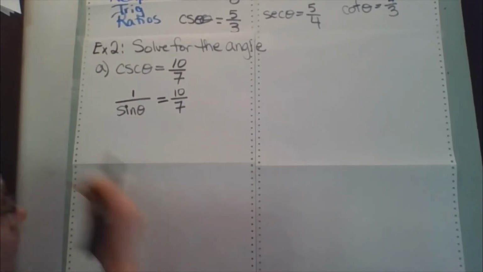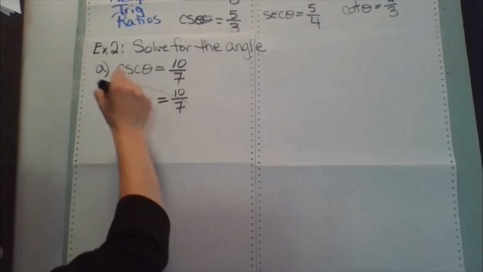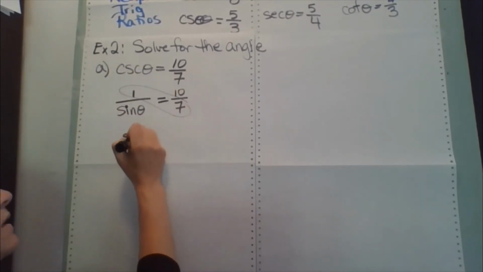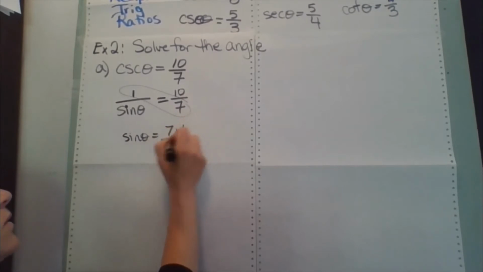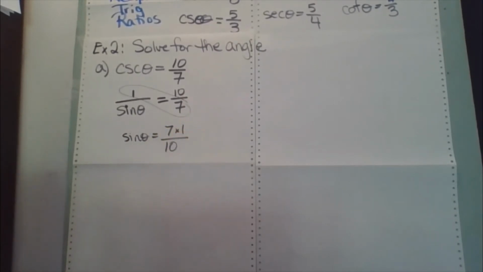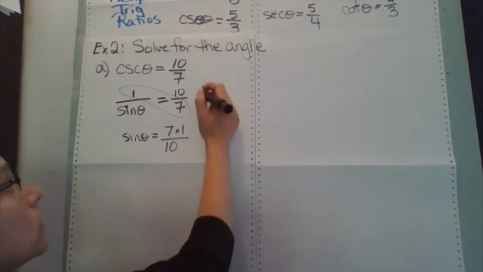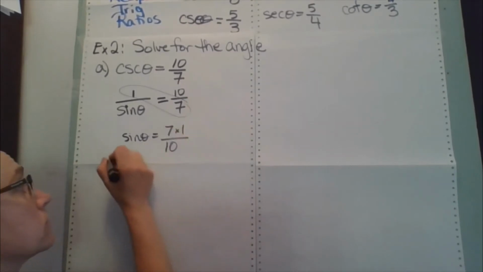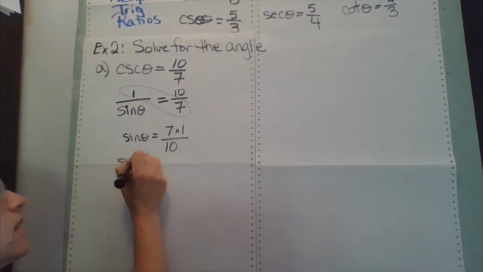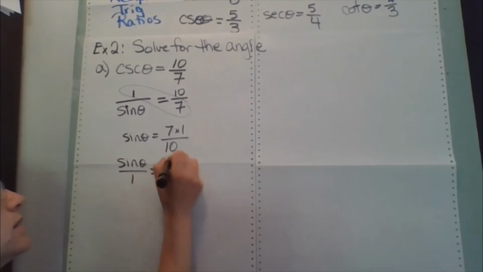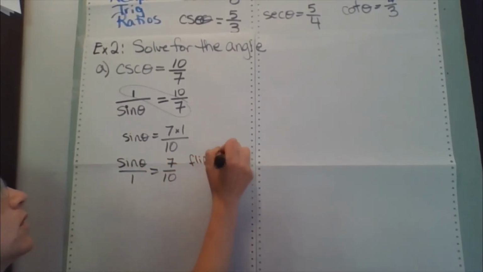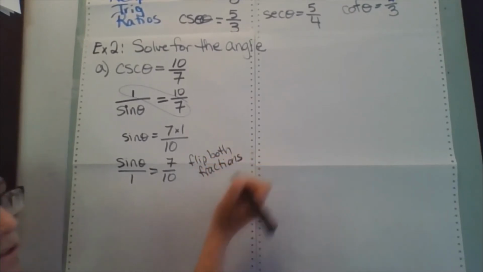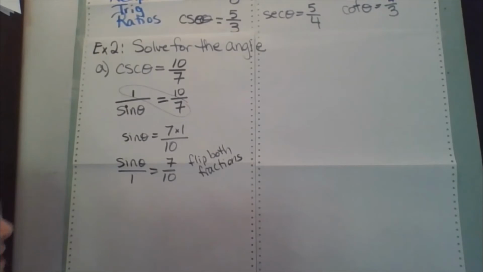Well, in order to solve, you can cross multiply and note that sine theta is going to be equal to 7 times 1 over 10. Or you can just notice that they both flip. So that would tell me that sine theta over 1 is the same thing as 7 over 10. Flip both fractions. So either way works. Gives you the same answer.